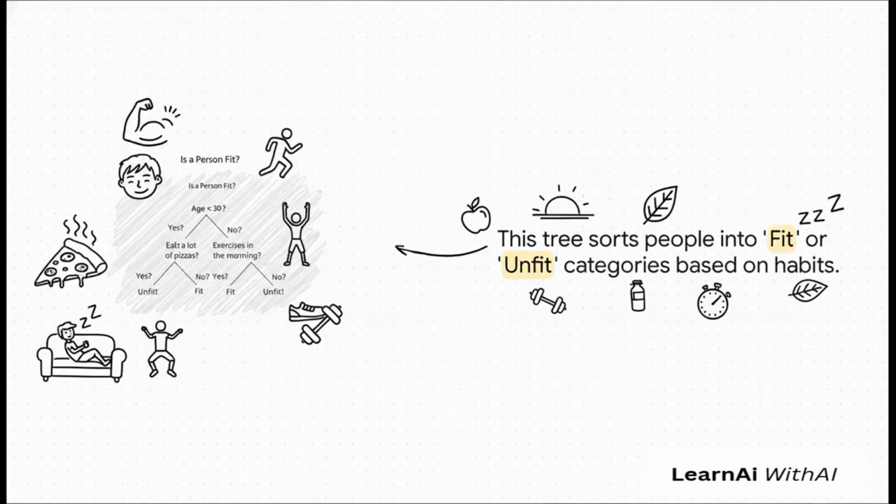Let's look at this classification tree right here. The first question it asks is, is the person's age less than 30? If the answer is yes, we follow that path down. Then it asks, do they eat a lot of pizza? If the answer is no, we follow that branch and bam. The tree classifies them as fit. It's just sorting people into boxes based on a couple of simple rules.